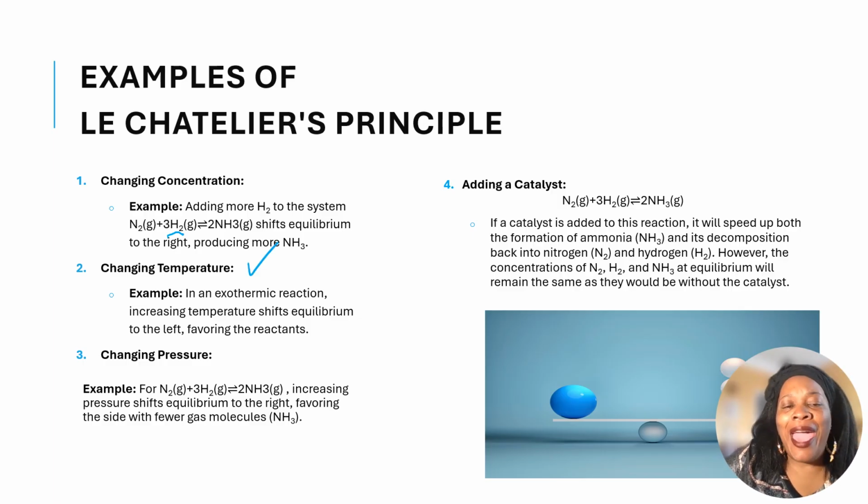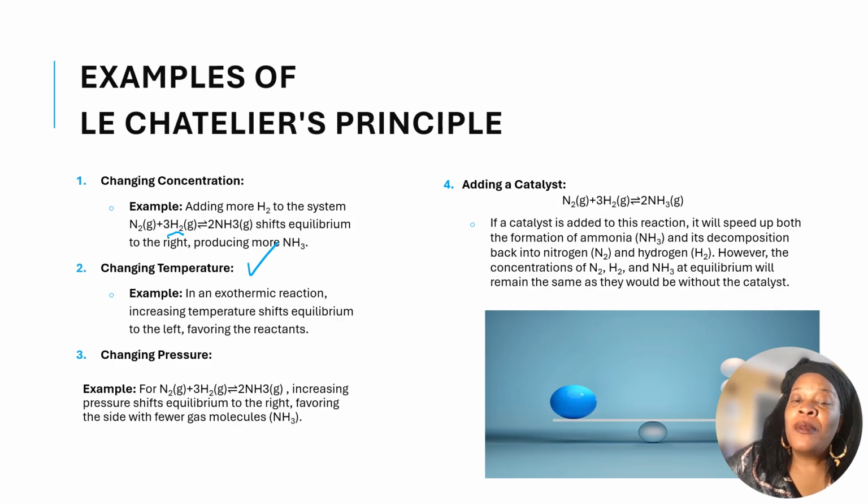Number 2, changing the temperature. Remember, if you have an exothermic reaction, you are increasing temperatures, which is going to shift equilibrium to the left, favoring the reactants. Number 3, changing pressure. Again, in the same example, nitrogen reacting with hydrogen to form ammonia. If you're increasing pressure, it's going to shift equilibrium to the right, favoring the side with fewer gas molecules, NH3 in this particular case. And then number 4, adding a catalyst.